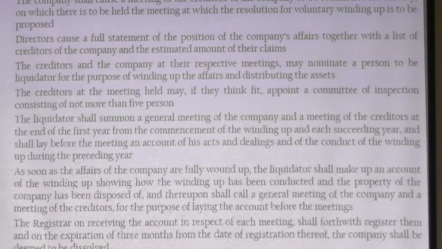And finally, the registrar, on receiving the account in respect of each meeting from the liquidator so appointed, shall forthwith register them, and on the expiration again of 3 months, like in the case of a shareholders voluntary winding up, from the date of registration thereof, the company shall be deemed to be dissolved. So, 3 months after the liquidator has deposited the particular notices and returns, the company is deemed to be dissolved.